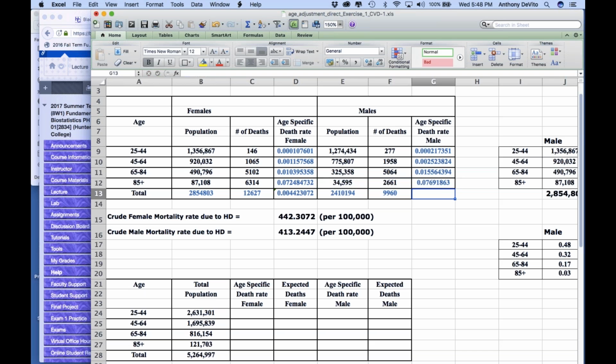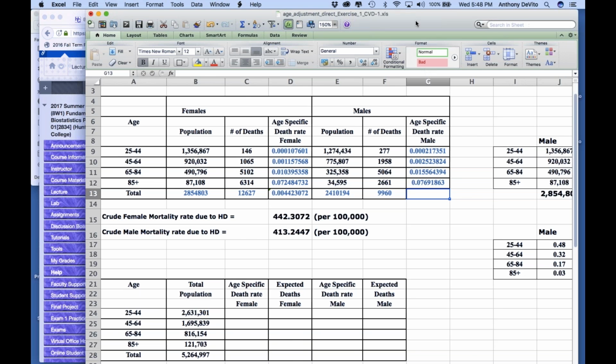Okay, population. And look what happens here. Look at how high the rate of mortality is for both males and females. In fact, the rate for 85-year-olds, whether you're a female or a male, is about the same for those two populations. And the rate for 65 to 84-year-olds are very similar, and so on and so forth. So the real difference here is the population.